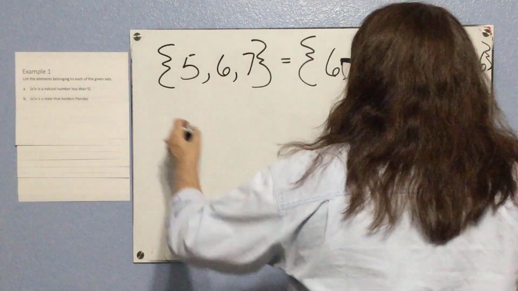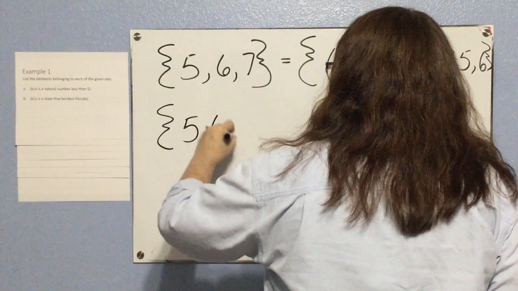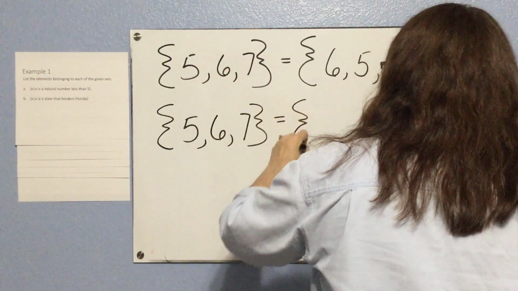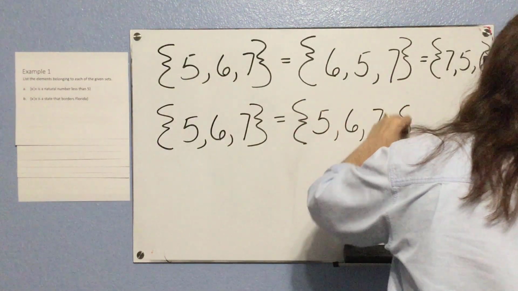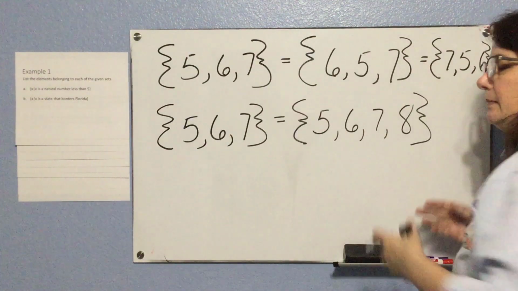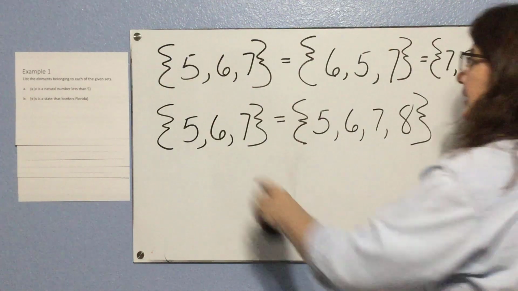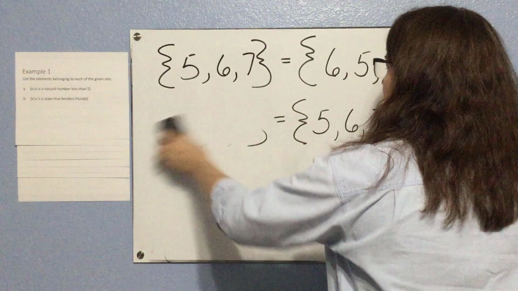Okay, I cannot say that this set is equal to this set because I don't have all the same elements. Okay, they have to be exactly the same elements, although again, the order is not important.